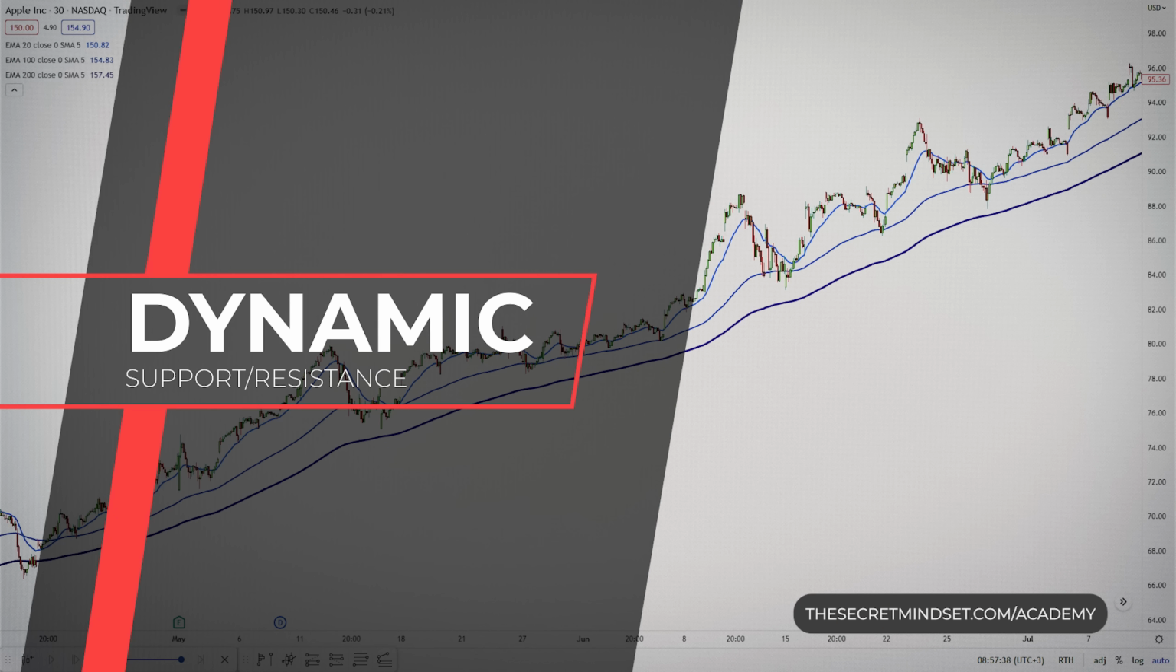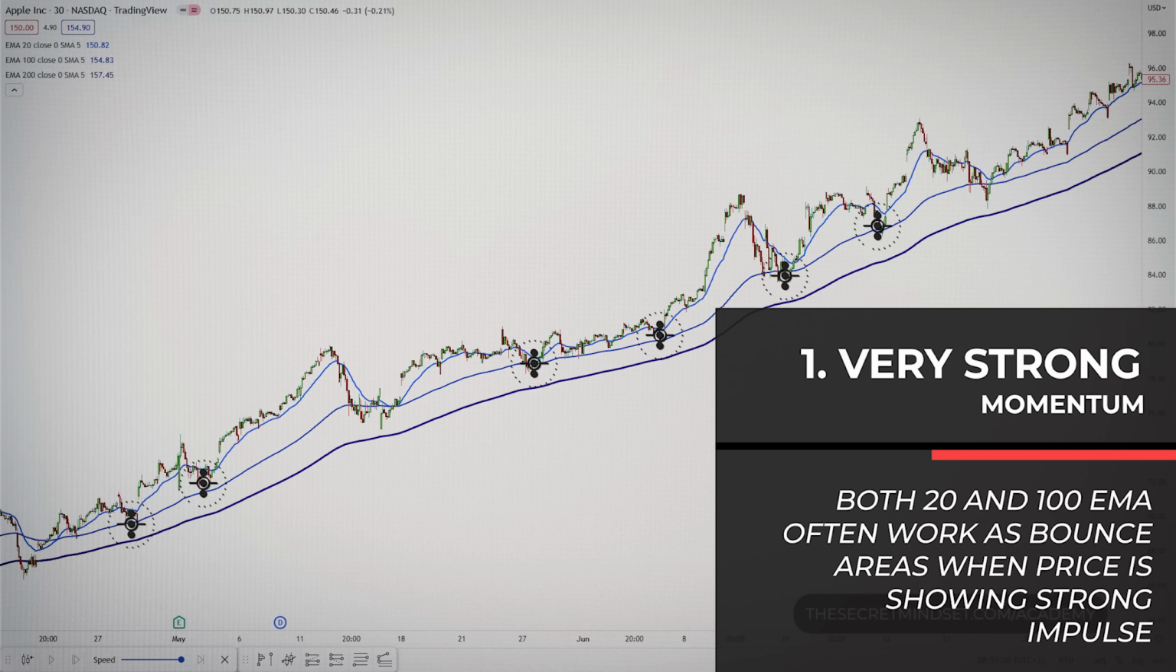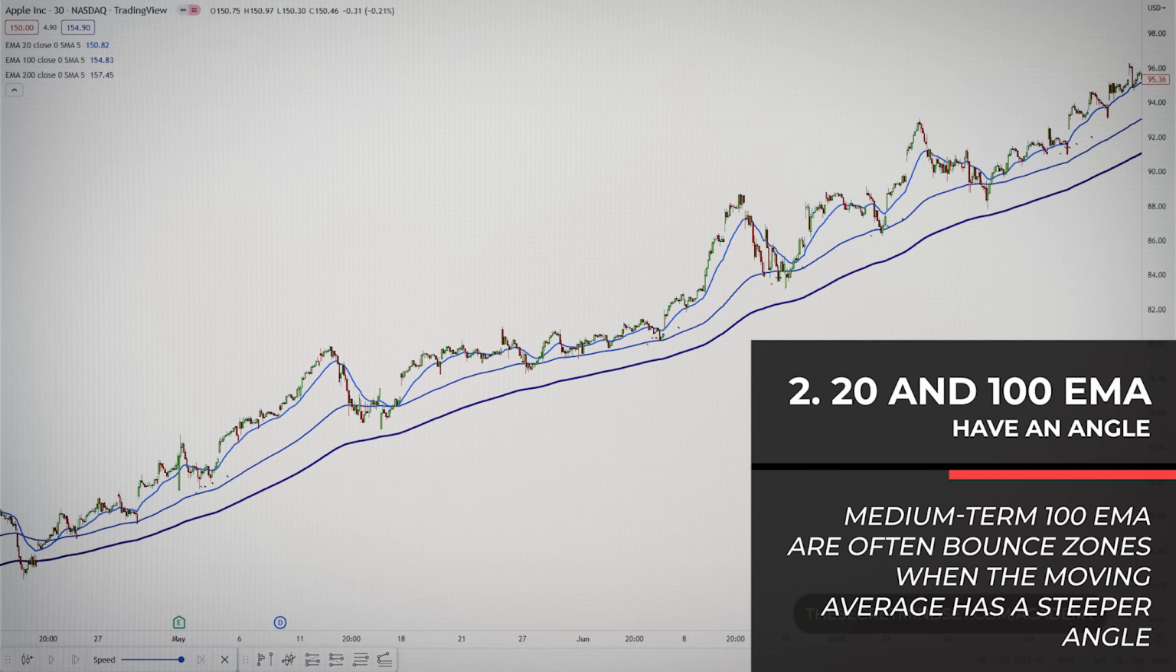Moving averages are offering dynamic areas of support and resistance when very strong momentum is present. Both 20 and the 100 EMA often work as bounce areas when price is showing strong impulse. They also offer dynamic support or resistance when the 20 and the 100 EMA have an angle and are not going sideways. Medium-term moving averages in particular are often bounce zones when the moving averages have a steeper angle.